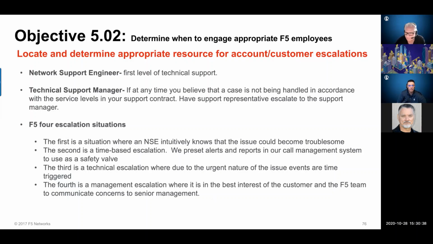Also, another thing about opening a case: sometimes you have to escalate things, right? Maybe you're having problems and you're not getting a response. What we tend to do is always escalate first to the F5 network support engineer that you opened the case with, right? Be mindful too when you open cases.